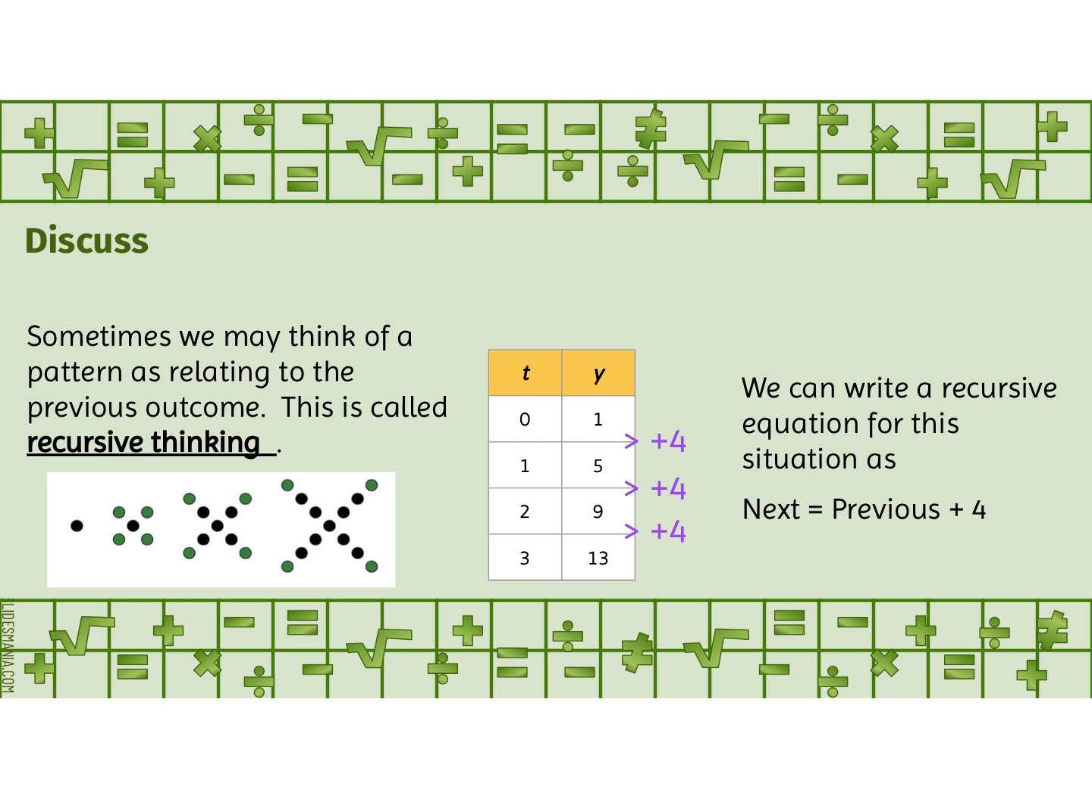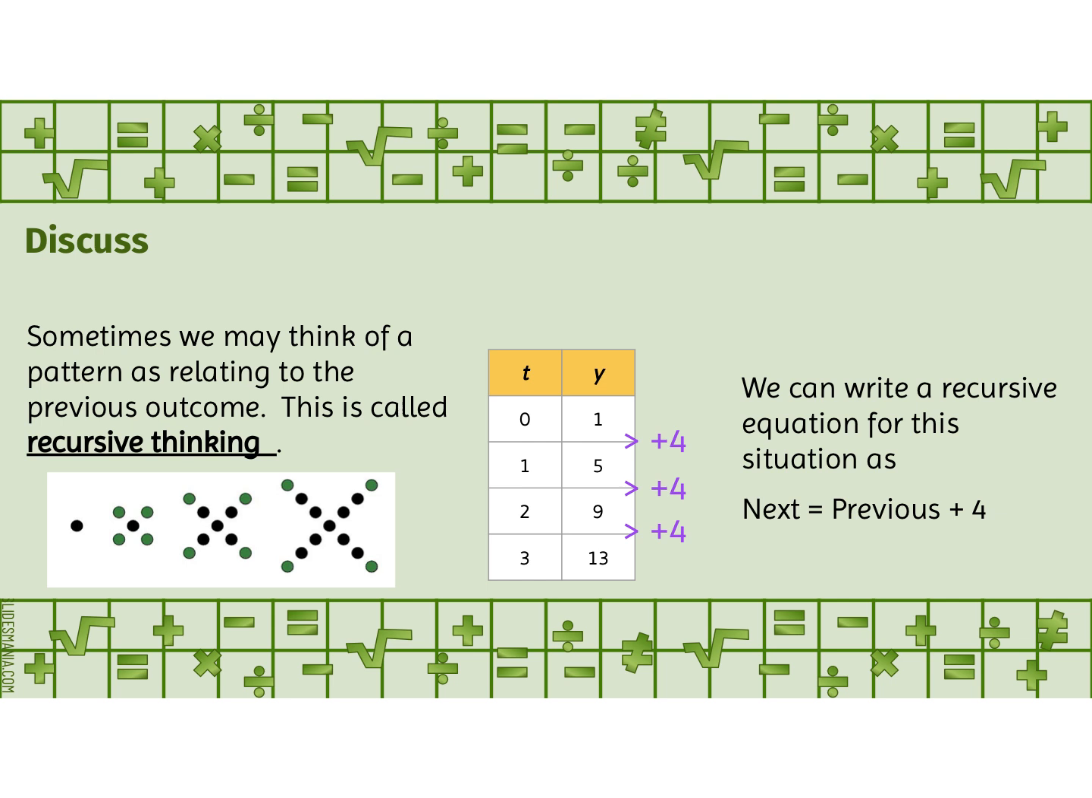All right, let's put everything together, along with some math vocabulary words that go with it. We may think of a pattern as related to the previous outcome. This is called recursive thinking. This is what we were doing. We started with our previous, and then we do something to it. We add 4 to the previous to get our next. This is recursive thinking, because it goes over and over again and works with the previous.